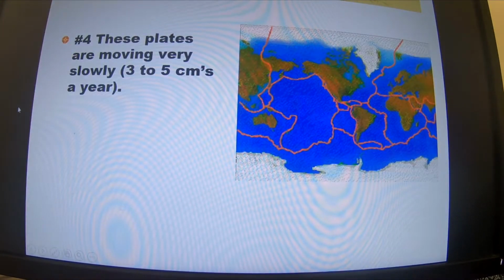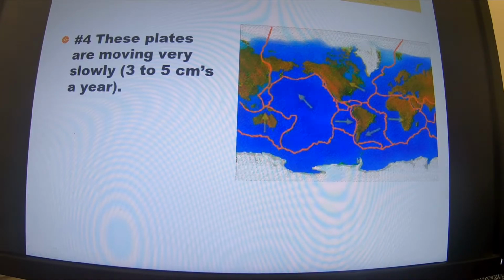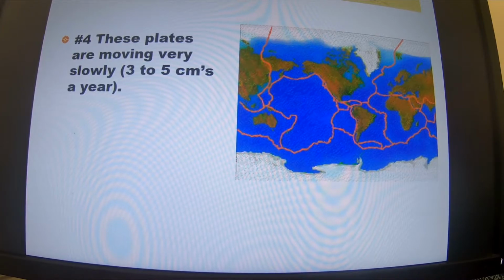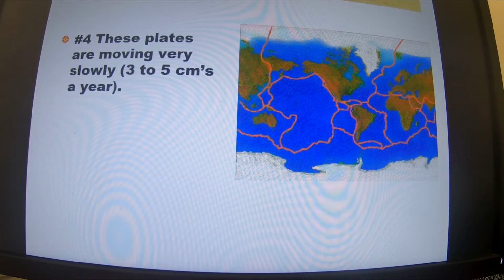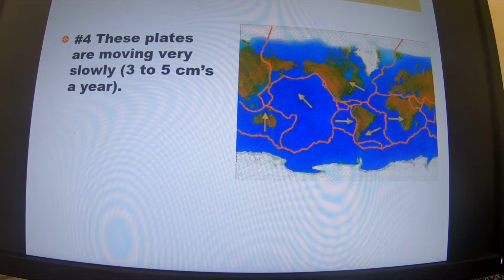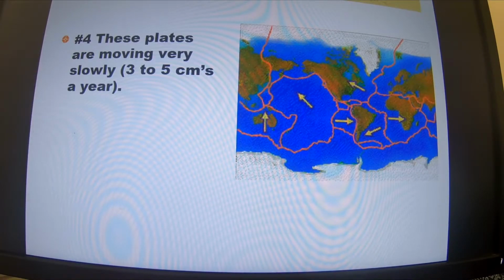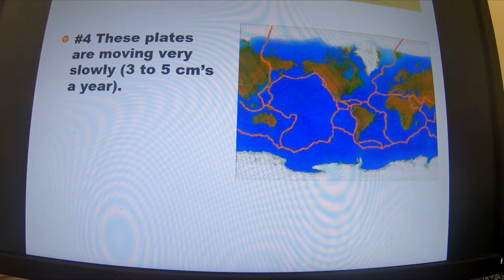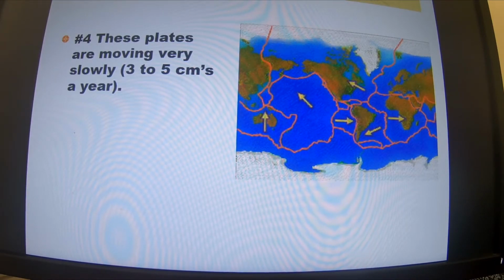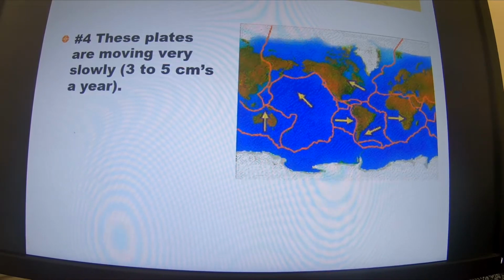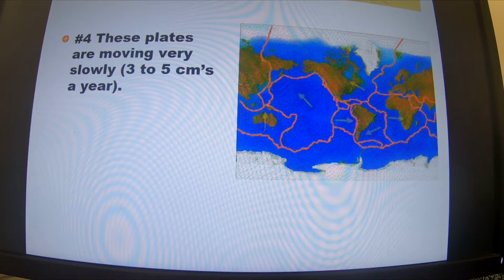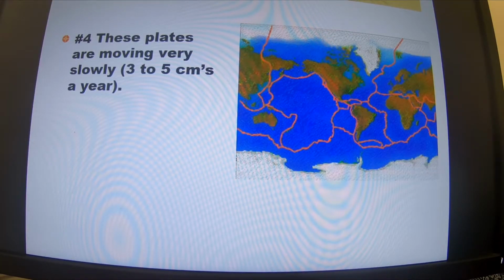Now, the fourth thing that we know is that these plates are moving very, very slowly. They move about 3 to 5 centimeters a year. If you think about that for a second, 5 centimeters is roughly the size of your fingernail. So they move about the distance of half your fingernail to your fingernail every year. So you can imagine that for them to move from the center of the Earth to where they are now would have taken millions of years.